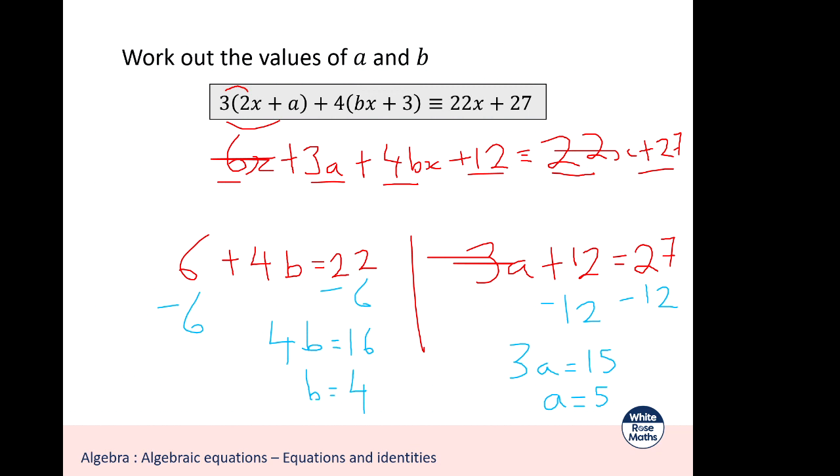Because 6x means 6 times x. Sorry, a equals 5, actually, not x. I apologize. So you're going to have 6x plus 3a. Well, a is equal to 5. So I get 6x plus 15. b is equal to 4, so 4 times 4 makes 16, so I'm going to have 16x plus 12, and if I simplify the bit in blue, I do indeed get the right-hand side, because 6x plus 16x makes 22x, and then 15 plus 12 makes 27.